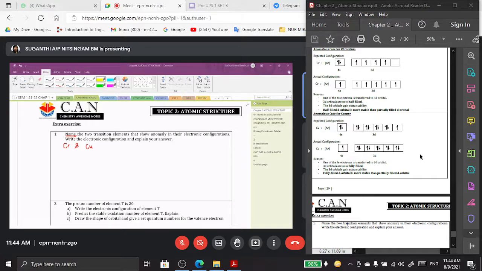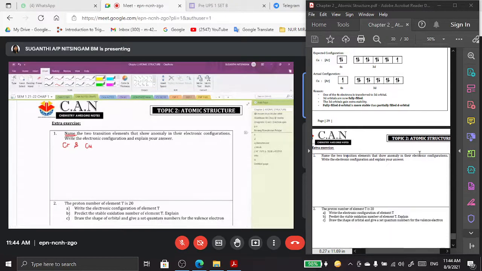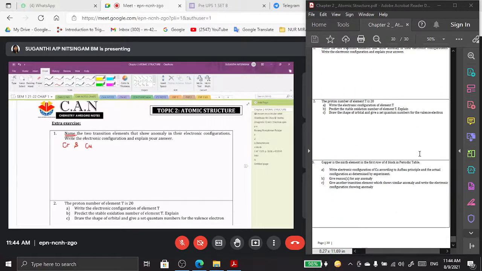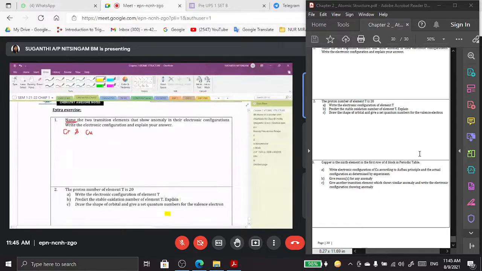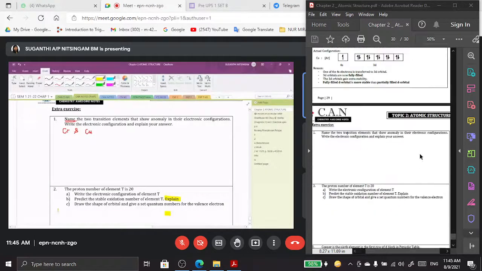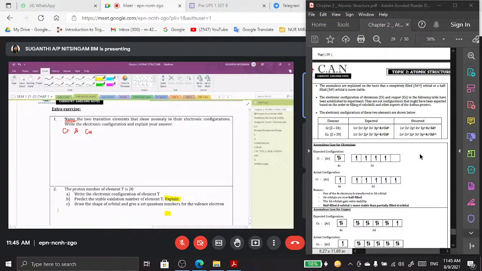Okay, apa soalan? Yang draw shape tu macam mana? Draw the shape. Shape tu yang ada S, P, D, F tu. Dia suruh draw which one? Oh, kalau yang predict tu tulis je. Predict the stable oxidation number. Explain. So kamu kena check. Yang mana satu yang kamu rasa Ti20 kan? So dia akan stable kalau dia Ti18. Dia akan jadi a noble gas configuration lah.